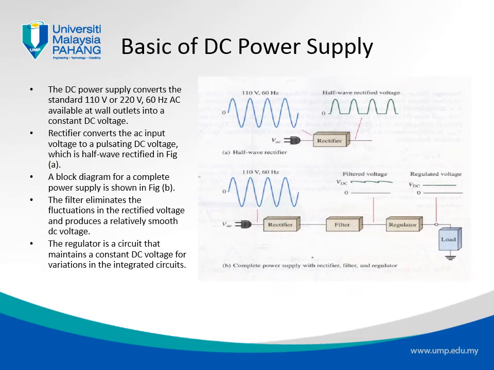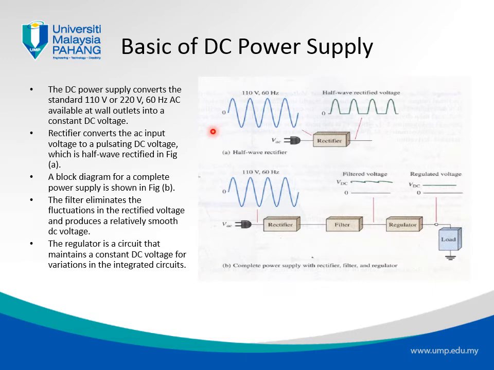So what is the basic idea behind a DC power supply? What does a DC power supply do? It basically converts AC signals. For example, in our power outlets, we have either 110 volts or 220 volts, at 60 hertz in certain areas or 50 hertz in certain other countries, available at wall outlets. It converts this into a constant DC voltage, to be used in an application that needs DC voltage.